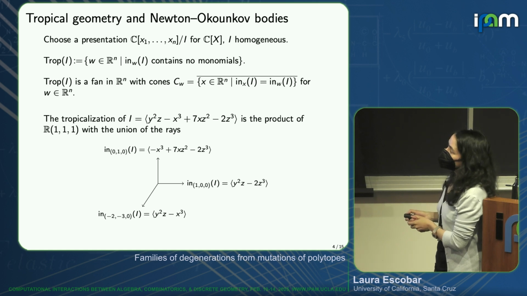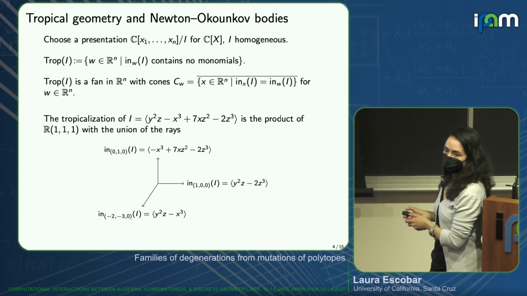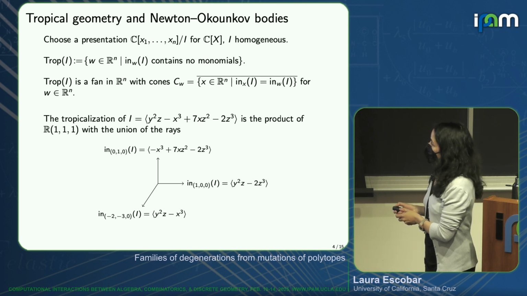And so if you haven't thought about this before, this is in the tropical book, that this tropicalization is a fan where you can define the cones to be, you gather together all the weights. So you fix a weight and you want to see which ones get paired with this one, all the weights that give you the same initial ideal. And so this is a beautiful breakdown of the tropicalization of an ideal into cones.